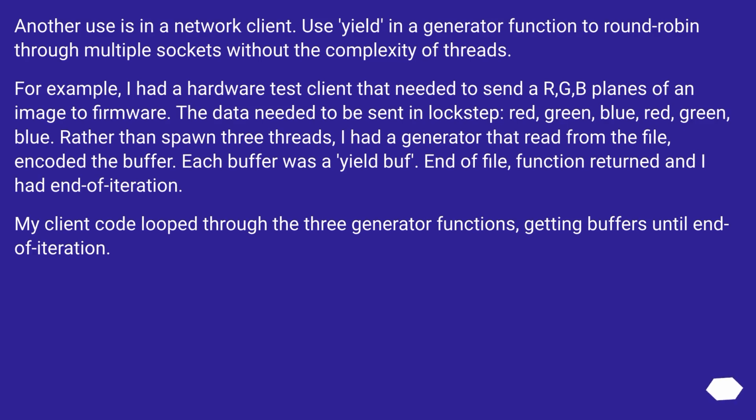Rather than spawn 3 threads, I had a generator that read from the file and encoded the buffer. Each buffer was a yield buff. At end of file, the function returned, and I had end of iteration. My client code looped through the 3 generator functions, getting buffers until end of iteration.